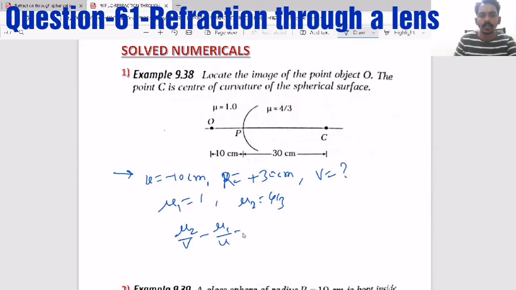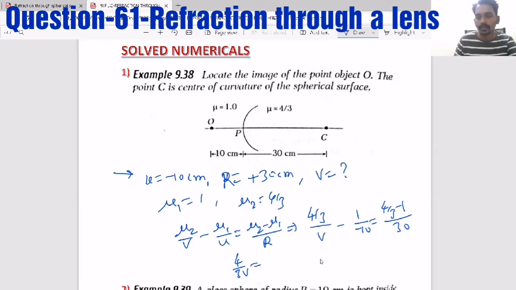Mu2 by V minus mu1 by U equal to mu2 minus mu1 by R. Now with proper sign convention you substitute. That is 4 by 3 by V minus 1 by minus 10 equal to mu2 minus mu1, 4 by 3 minus 1, by R, which is plus 30. So 4 by 3V equal to, this is minus of minus, plus. If it goes to that side, plus, this is 4 by 3 minus 1 by 3. So 1 by 90 minus 1 by 10.